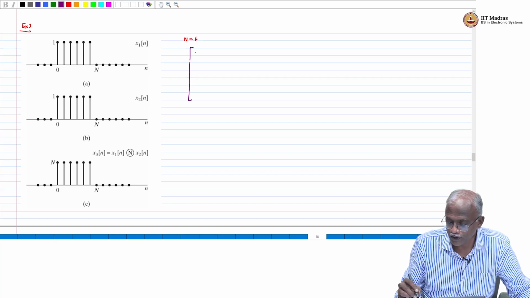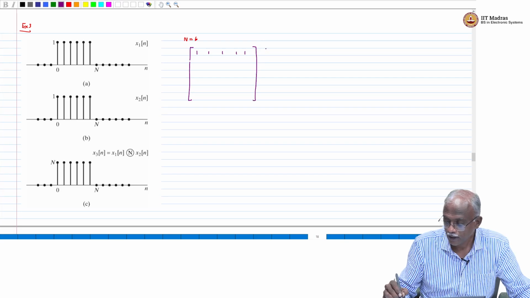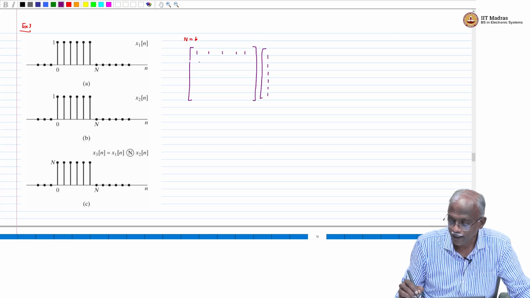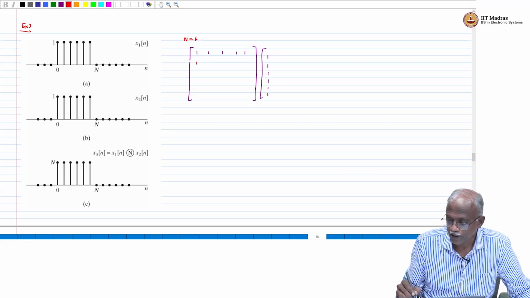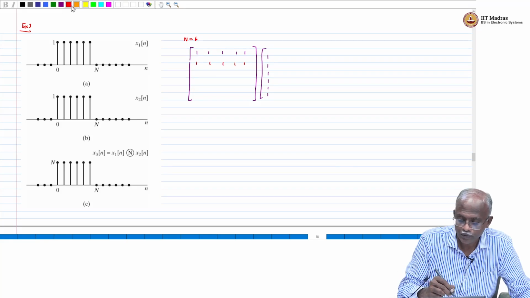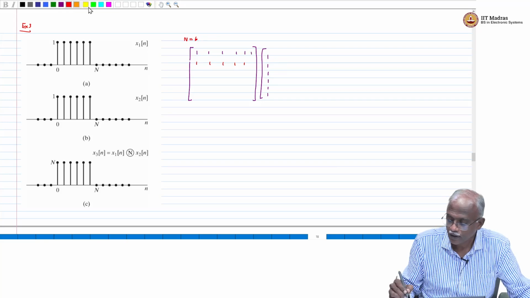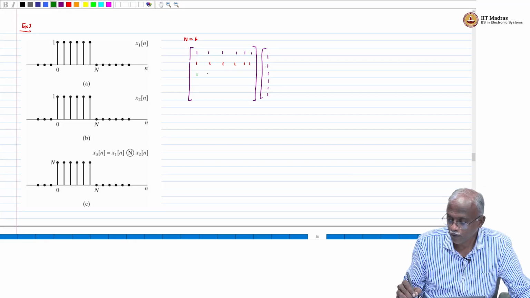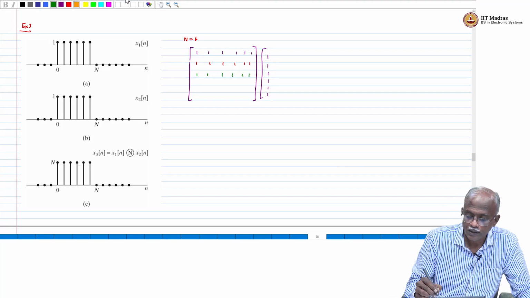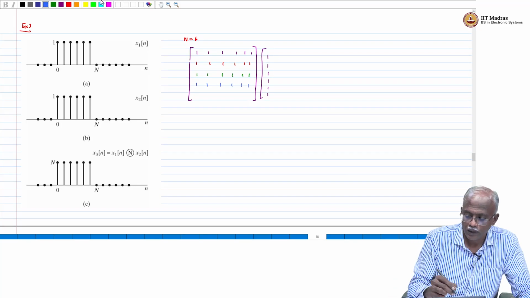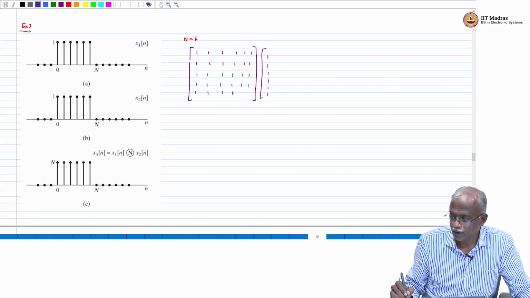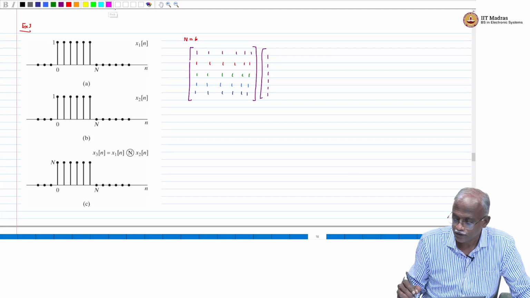If you look at it in the matrix form, again it will be a matrix of ones, multiplied by a column vector which is 1, 1, 1, 1, 1, 1, and these are identical. There will be 6 ones in each row, and 6 rows of them.